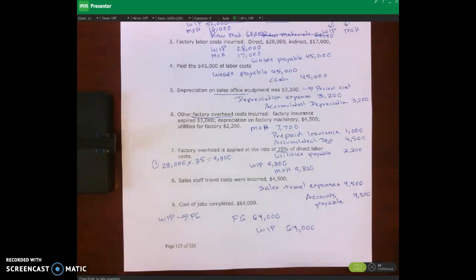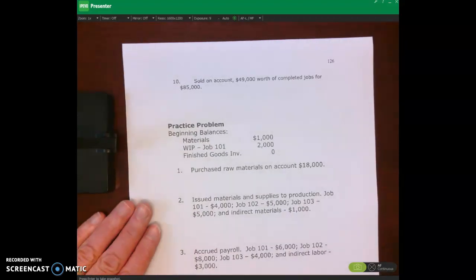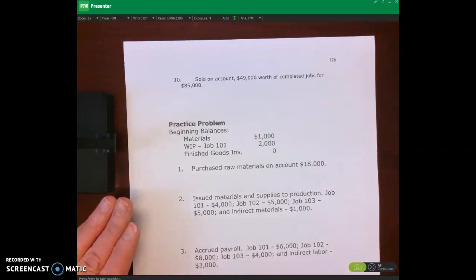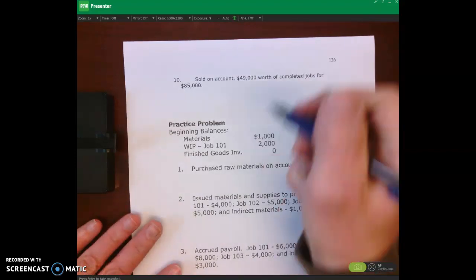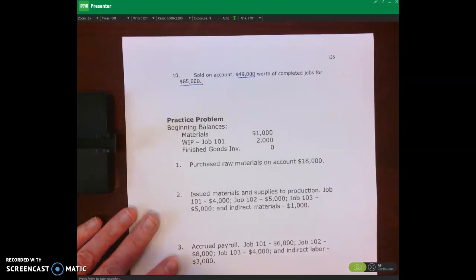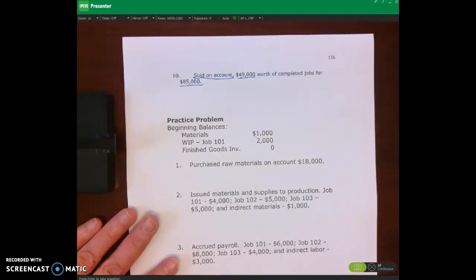Let's look at the last journal entry for this problem, which says that we sold on account $49,000 worth of completed jobs for $85,000. Okay, so this is our sales. This is our cost of goods sold. That's what that's telling you. And it says sold on account. That means when we sold it, we didn't get cash right away. We sold it on account.